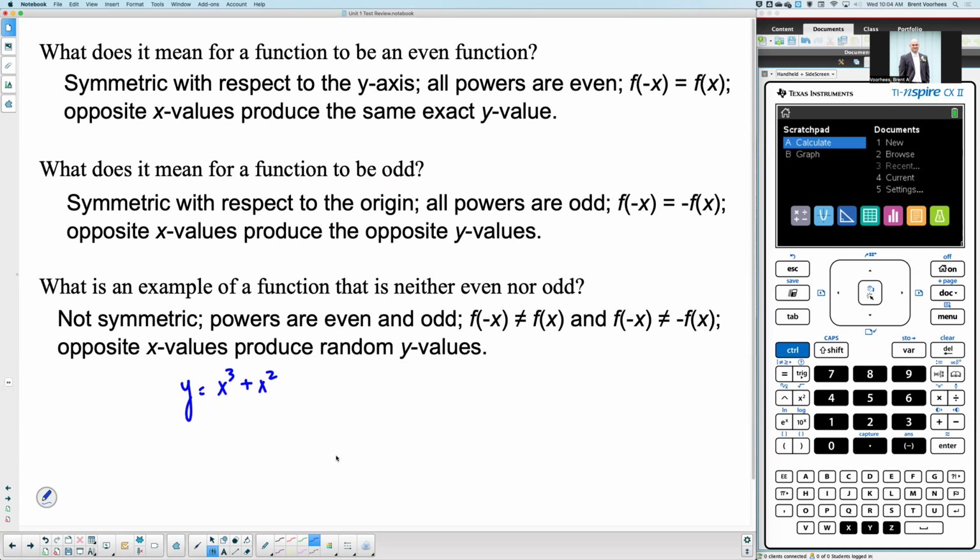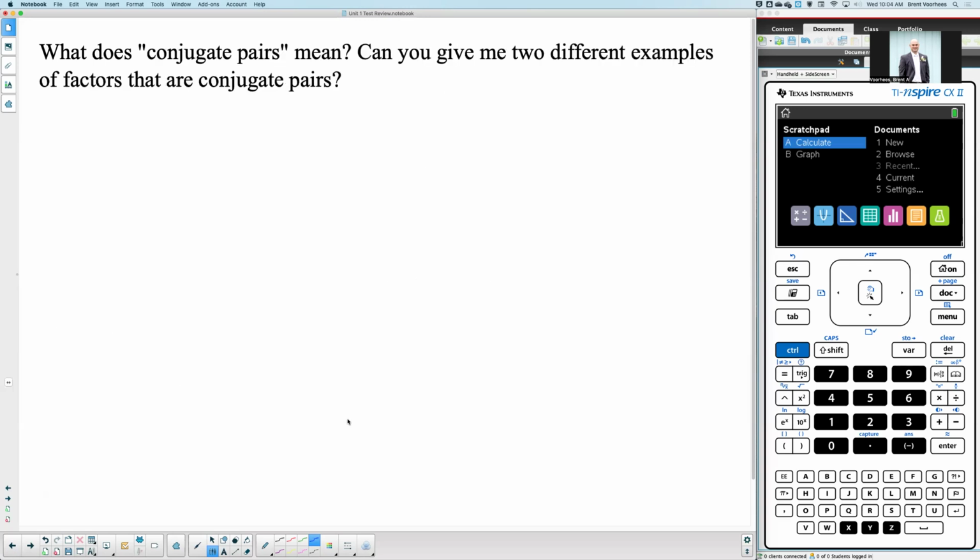I think that might be the review. I think that's it. I don't remember putting anything else on there. Let's check it. Oh, one more. What does it mean to be a conjugate pair? What does conjugate pair mean? Do y'all remember that? You have a negative and a positive. What have negative and positive pairs? Factors or zeros, whatever we're looking at.